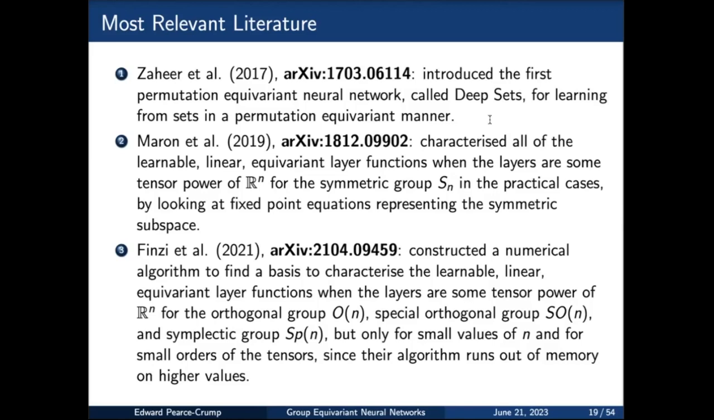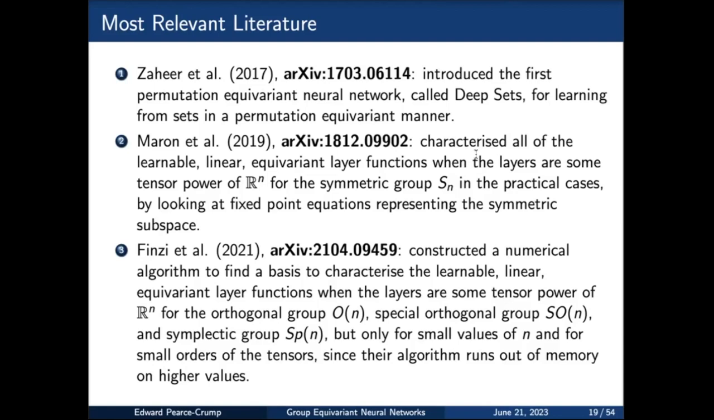This was then improved upon by Maron and collaborators, who characterized these linear layers in the case for the symmetric group. And they did it in the practical cases. So there's a specific condition on n, k and l. So k and l here are tensor orders. n is obviously the n related to S_n.